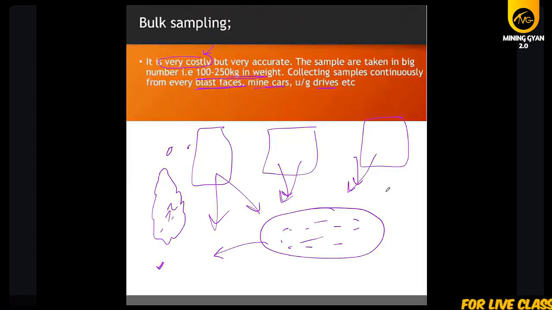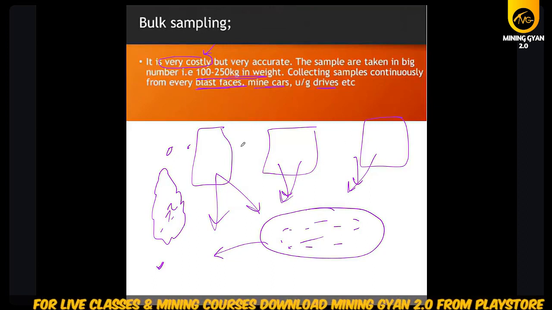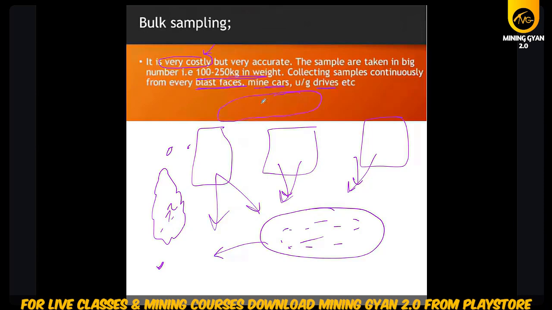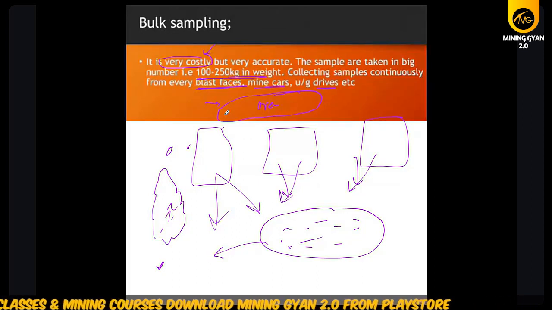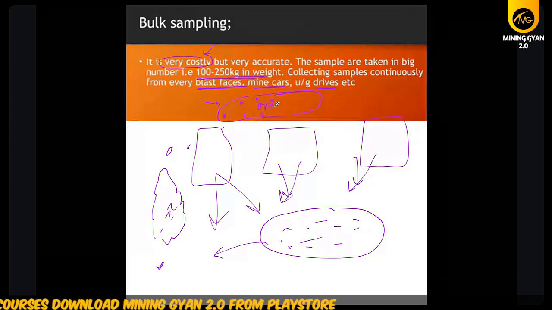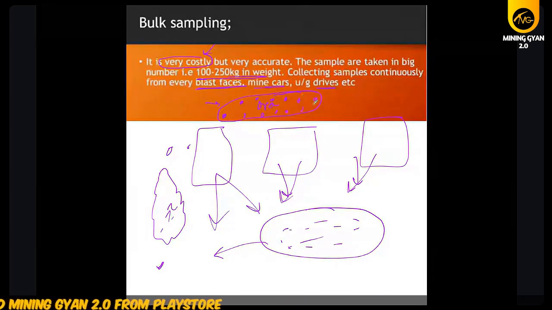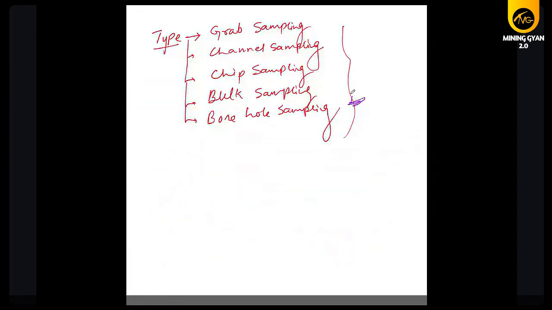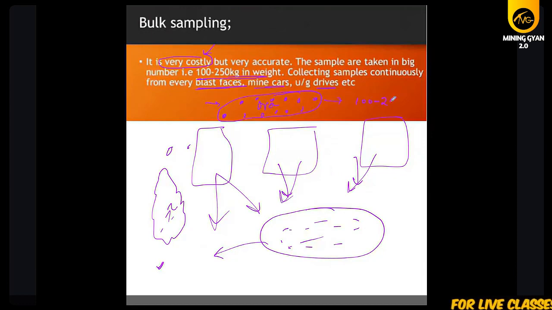Bulk sampling means you will take a sample in a big number, not just one or two. Suppose you want an accurate grade of your ore body, then take samples from multiple locations, 100 or more. So 100 to 250 kg is your weight of sampling.